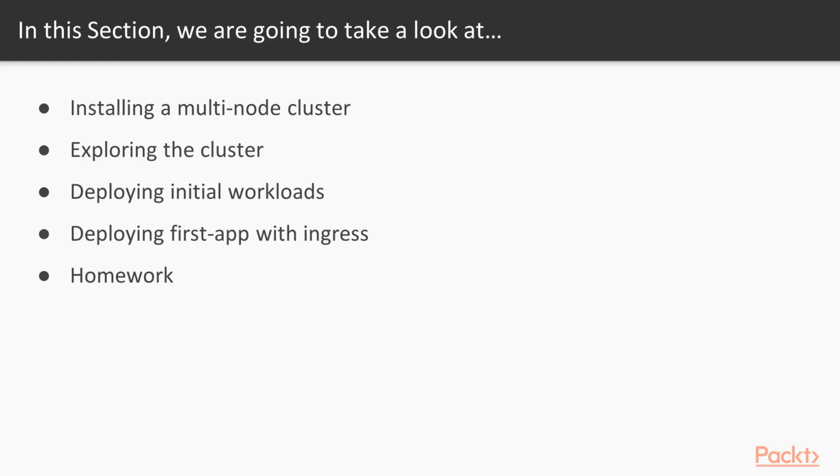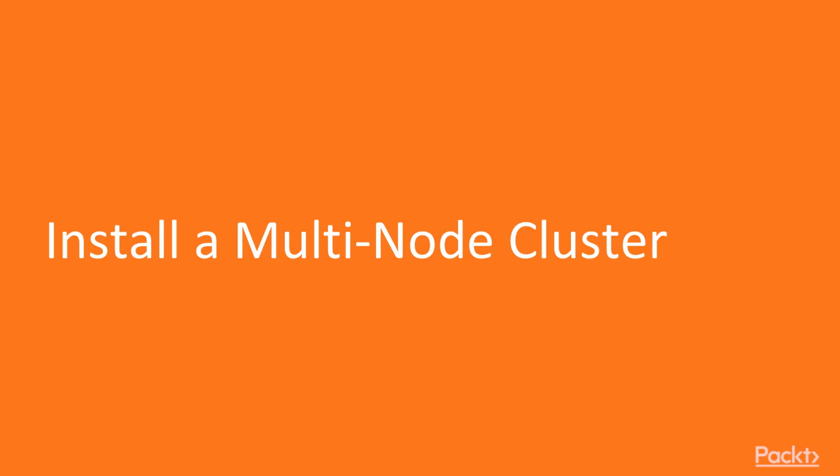Then we'll deploy some initial workloads to the cluster, things like an ingress controller, a Kubernetes dashboard, etc. Next we'll redeploy the first app we deployed in earlier days, but this time with an ingress resource, so we can see it through the ingress controller. And finally we'll finish up with some homework.